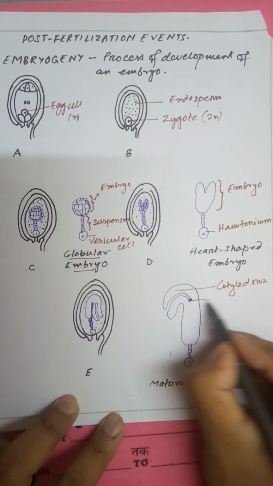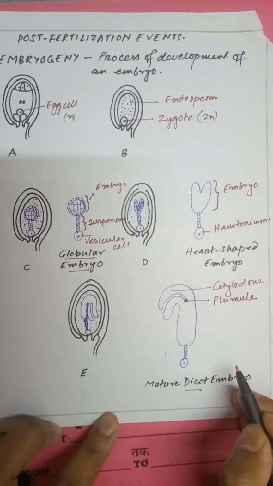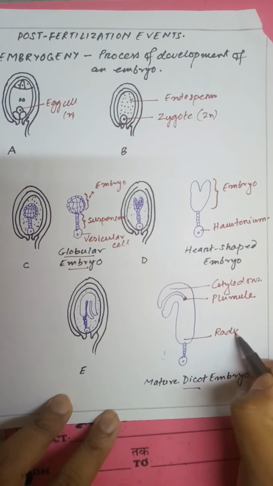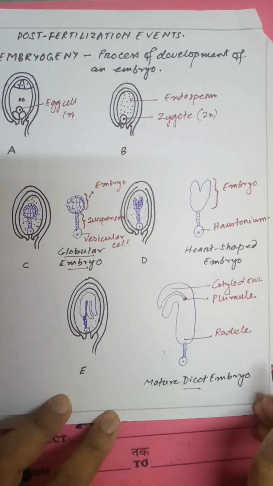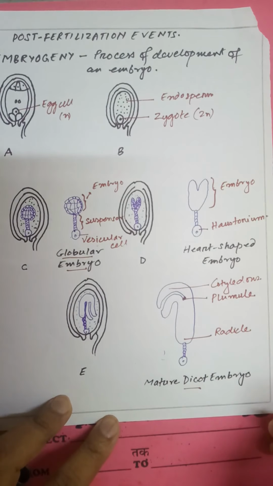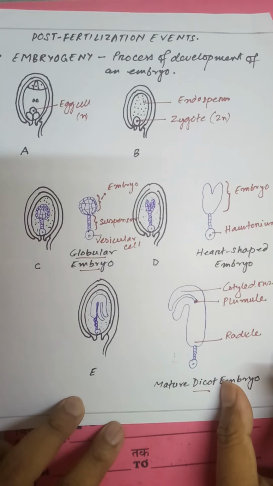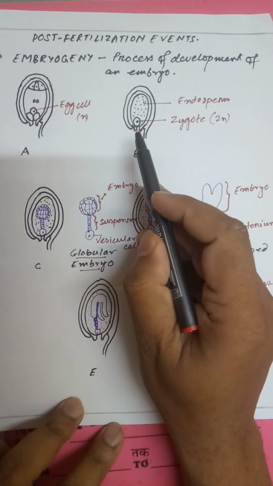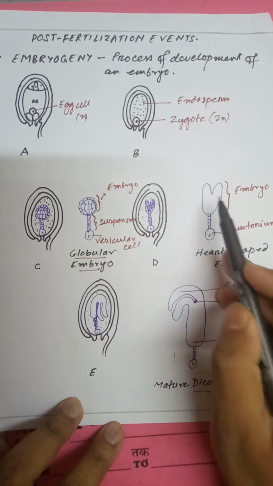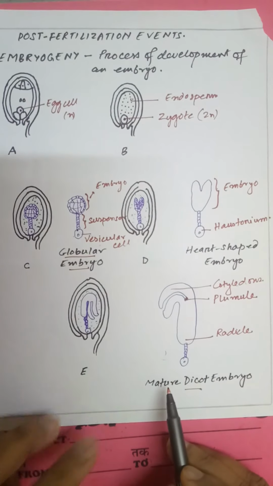This structure is the plumule that will give rise to the future shoot system of the plant. At the end lies the radicle that will give rise to the root system of the plant. In another video, I will be dealing with the structures of monocot and dicot embryo. But here, in the process of embryogeny, we have seen ultimately how from a single cell zygote we get one globular embryo, then a heart-shaped embryo, and then a mature embryo consisting of cotyledons.